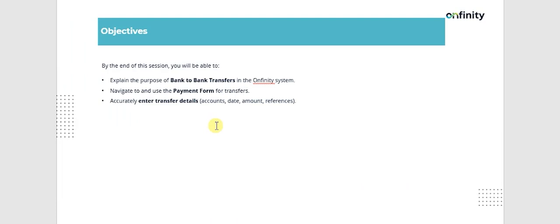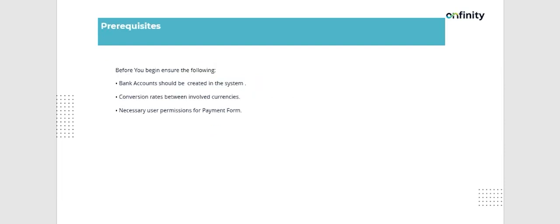Training objectives. By the end of this training session, you will be able to explain the purpose of bank-to-bank transfers in the Onfinity system, understand how to complete a transfer between two bank accounts, learn how to transfer funds from one bank account to another within the system, identify when and why such transfers are needed, for example, when one account requires additional balance and funds must be moved from another. Use the payment form to carry out these transfers, entering all relevant details such as account names, amounts, and references accurately.